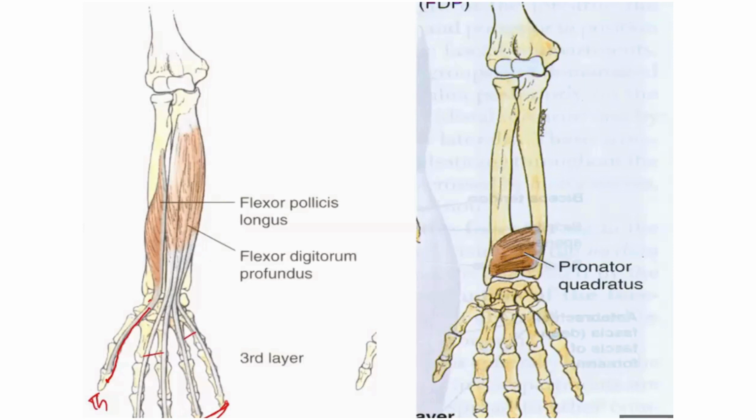How many layers on the flexor compartment? 2 layers, superficial layer and deep layer. Superficial layer, how many muscles? 5 muscles. Deeper layer, 3 muscles.